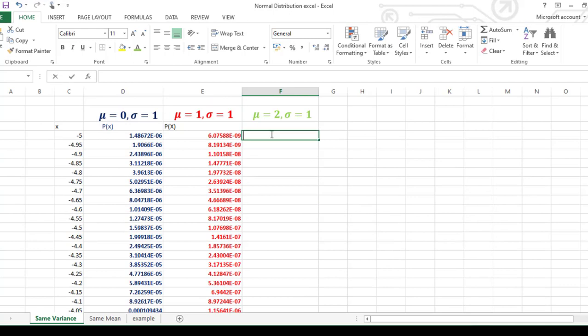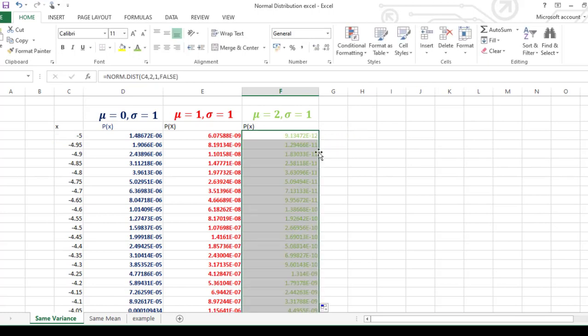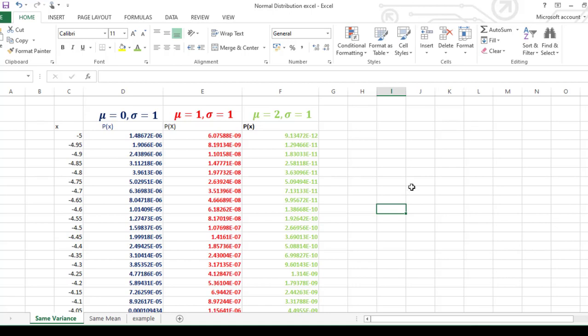Now let us repeat it again for the case when mean equals 2. I should bold it to make it easier to see.